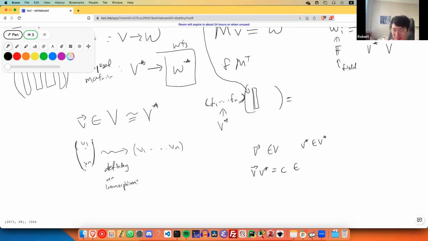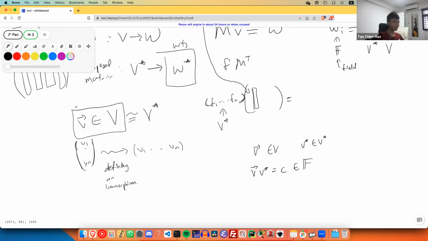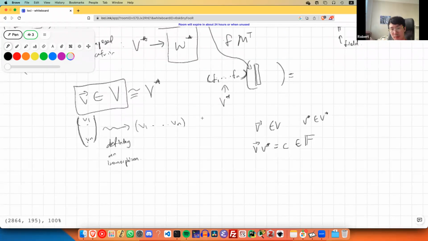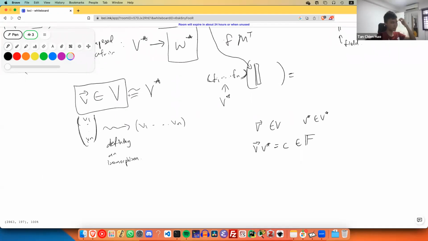This f is bad. I'm trying to define, given an element of V, if we do not make a purposeful choice, given an element of the vector space V, nothing in nature tells us that it's isomorphic, that there's some corresponding vector in V star that this v maps to. Like it's a structure that we impose on the vector space.